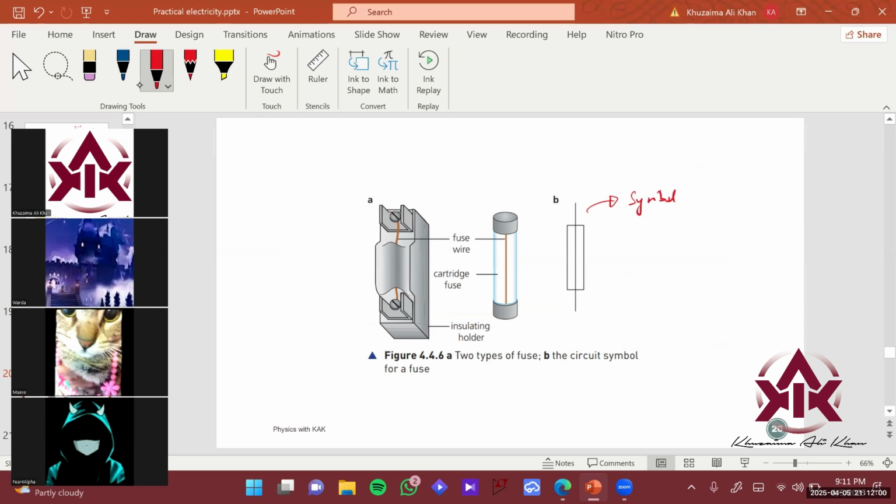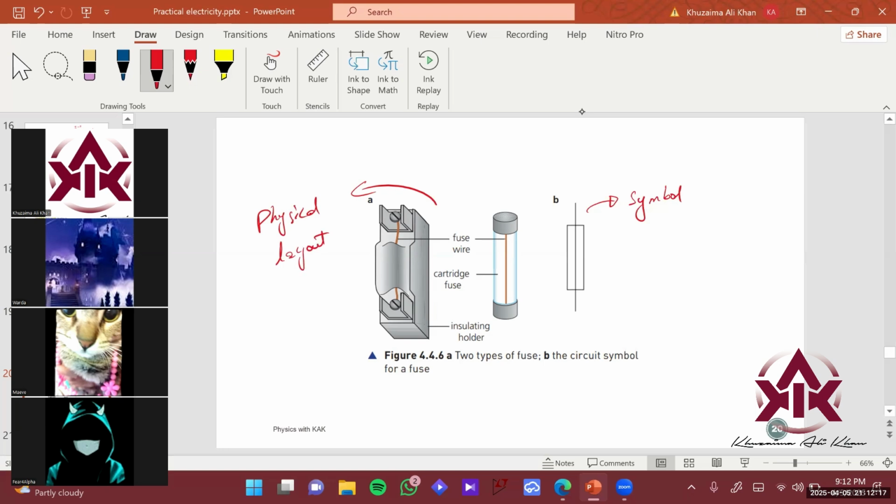Oh my god, my symbol spelling is way too good. It's a symbol here, right? And this is the physical sort of layout, right? You have them in your house.